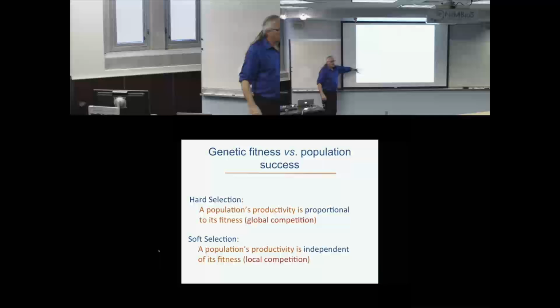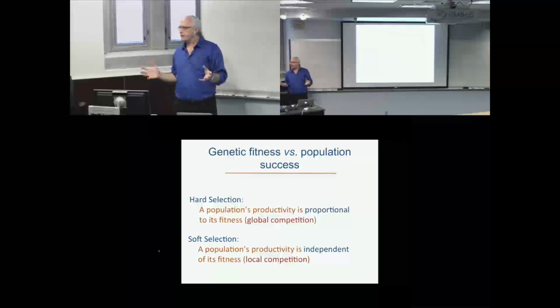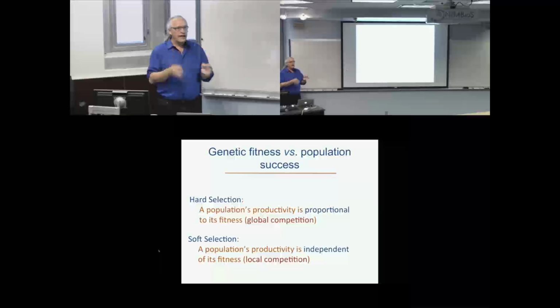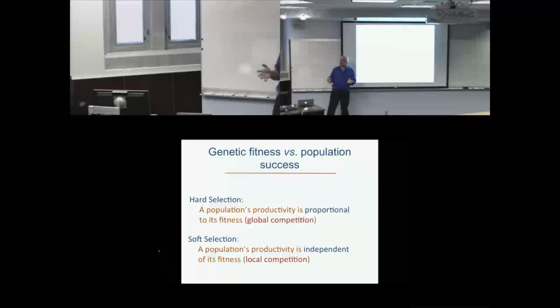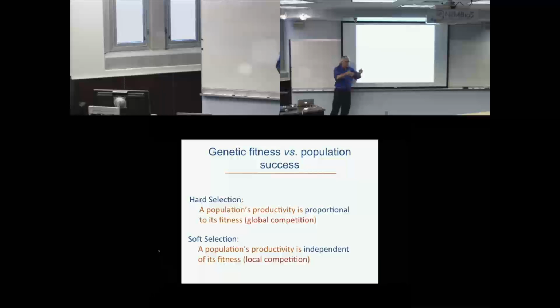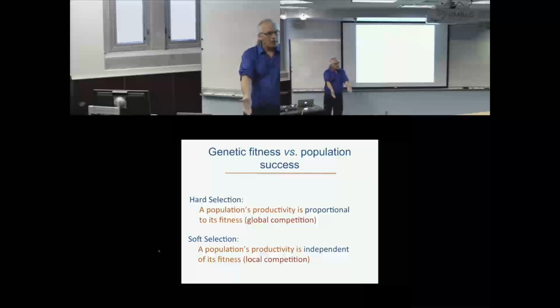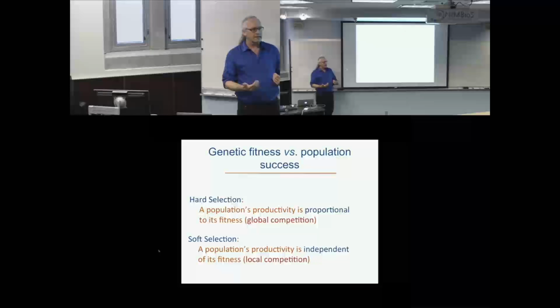So if you have a higher relative fitness than somebody else, it doesn't matter who's around you, you're going to have a higher fitness. You're going to leave more offspring in the next generation. Okay? Soft selection, the productivity of a population is independent of the genetic fitness, the relative fitness of the individuals that are there. In other words, with pure soft selection, you're imagining that there's perfect local competition for resources, perhaps, so that a population, a collection of individuals, has the same number of offspring collectively in the next generation, regardless of how good or bad its genes are.